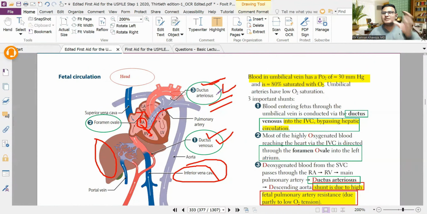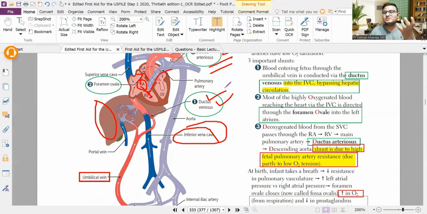डक्टस आर्टरियोसस बनी रहती है। अब मैं इसका उलट करता हूँ। बच्चा पैदा हो गया है, पहला दिन है, दूसरा दिन है, सांस लेता है, क्या होता है? उसके लंग फूलती हैं। जब लंग फूलती हैं उसकी क्या होती है? रेजिस्टेंस कम होती है, ऑक्सीजनेशन स्टार्ट होती है। जब ऑक्सीजनेशन स्टार्ट होगी क्या होगी? रेजिस्टेंस कम होगी। जब रेजिस्टेंस कम होगी व्हाट विल हैपन नेक्स्ट?